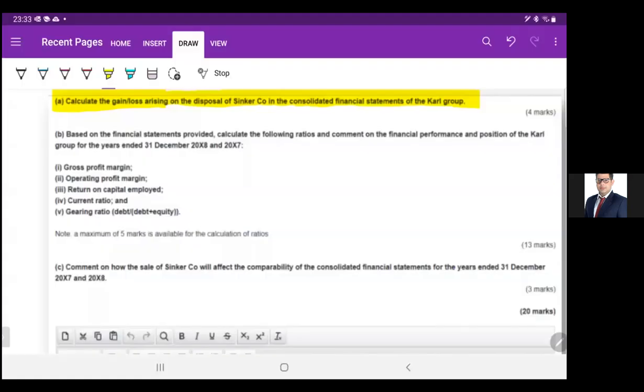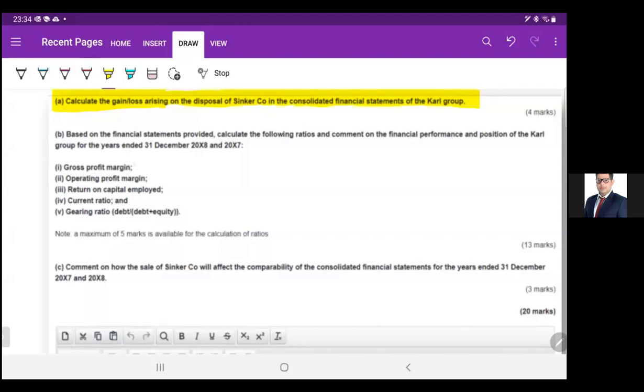All right, continue with scenario 2 of the September December 20 exams. Now what we have to look at is requirement B: based on the financial statement provided, calculate the following ratios and comment on the financial performance and position of the car group for the years ended 31st December 2008 and X7.